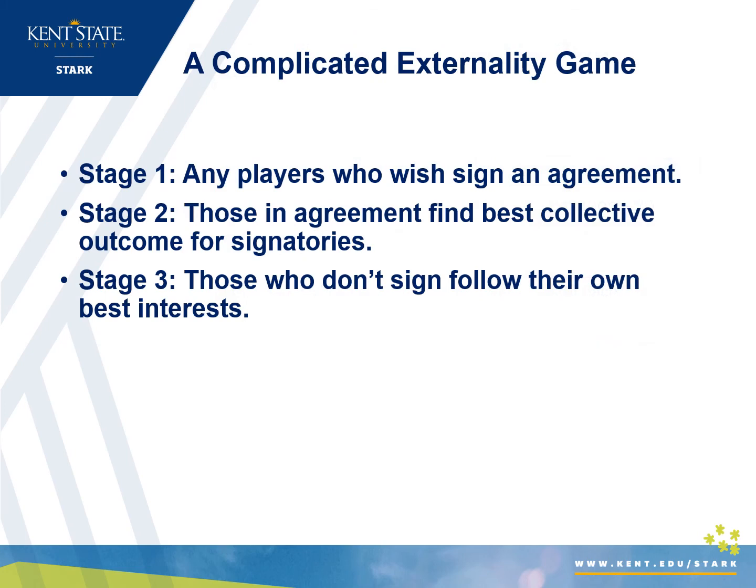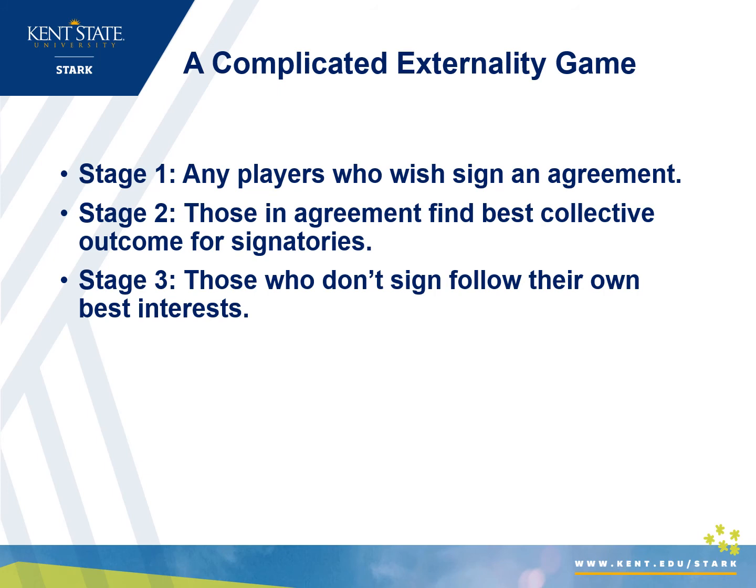Right, so we can reason through this with what I would call a complicated externality game. We imagine here 3 stages. First, any players who want to can sign on to an agreement. Then those inside of the agreement find the best collective outcome for those that sign on. And then in the third stage, those who didn't sign on follow whatever is in their own individual best interests.